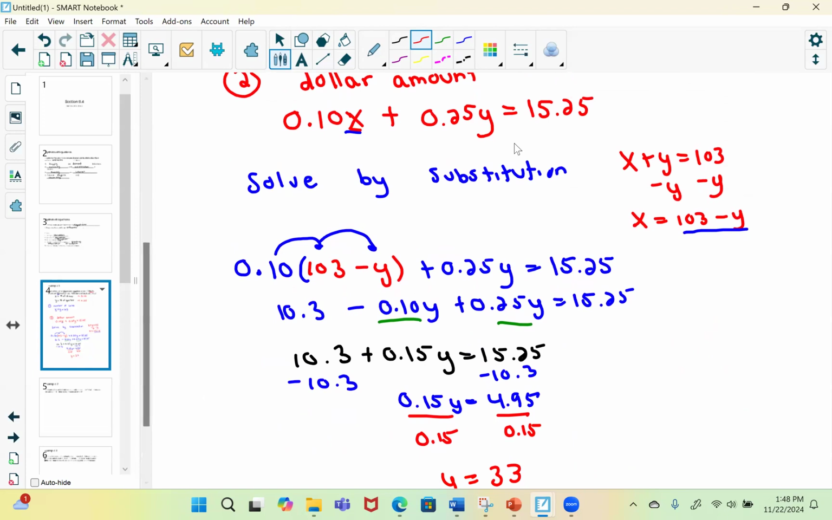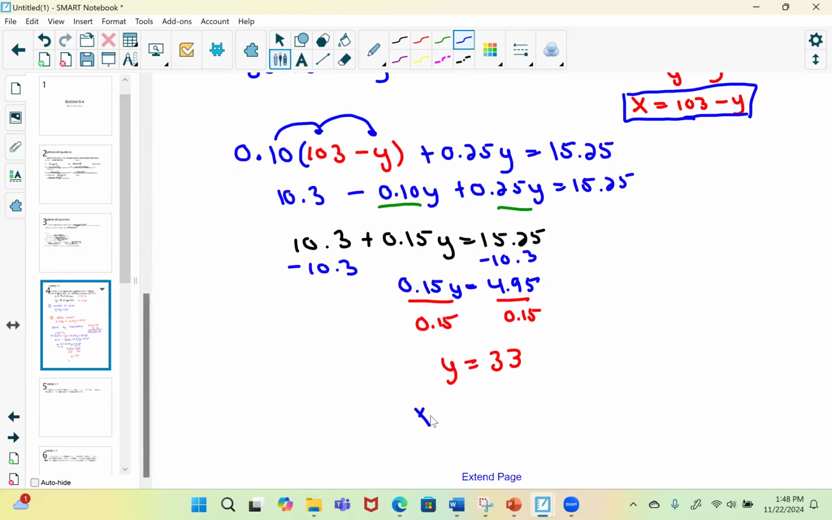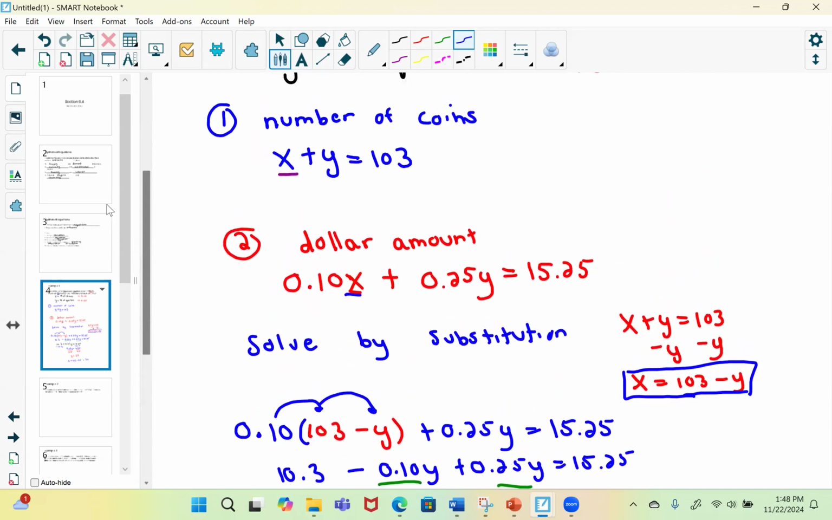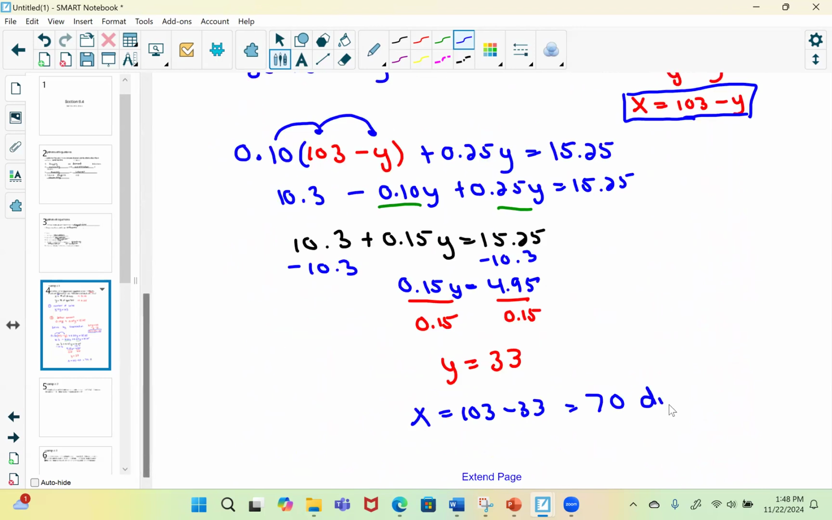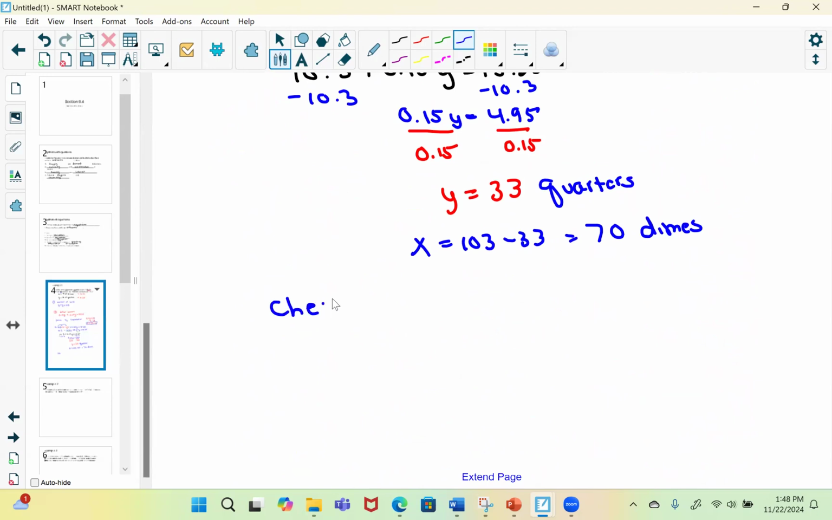Then to get my x, I can use the equation here because it's an x equals. And so we substitute it back in. So x equals 103 minus 33, which is 70. Okay. And so again, x stands for dimes. So I have 70 dimes and 33 quarters. Okay, and then you want to check it. So both of those are reasonable answers. We're going to check it in our equations.